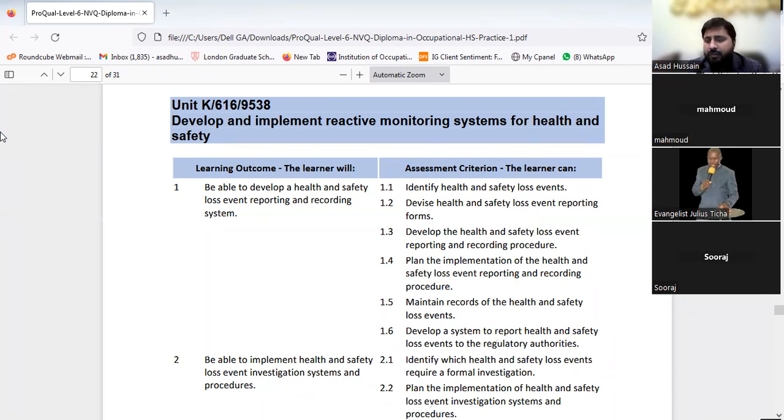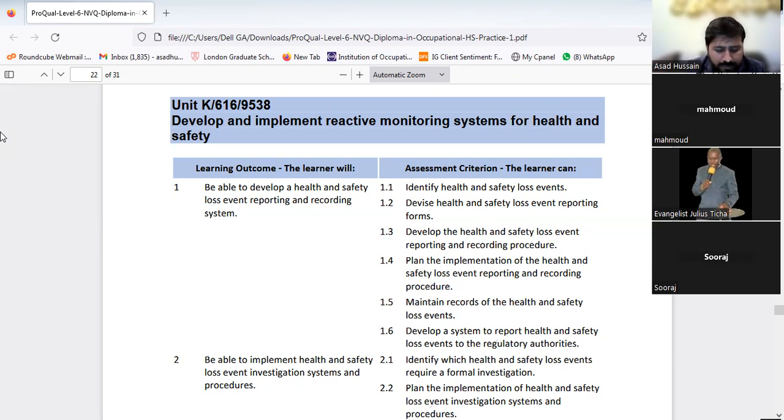So our first learning outcome is: be able to develop a health and safety loss event reporting and recording system. As I have told you earlier, it is basically a regulatory requirement to report and record incidents and accidents. Whenever we have a health and safety loss, normally it is the result of an accident, incident or dangerous occurrence in the workplace.